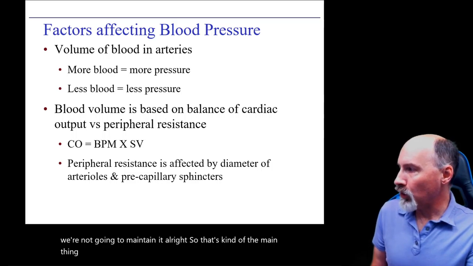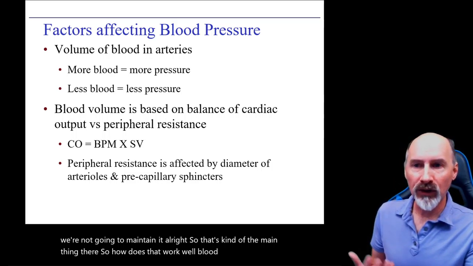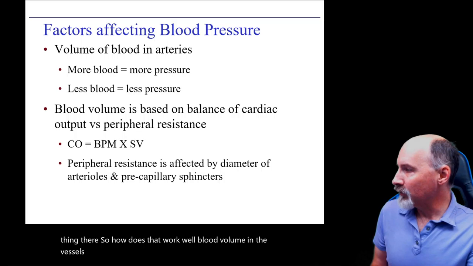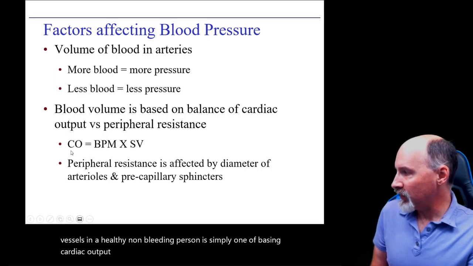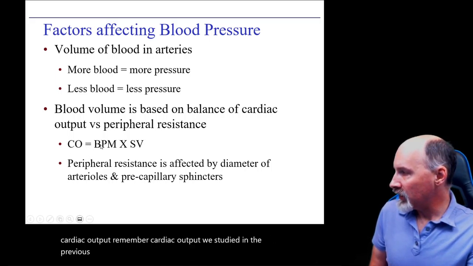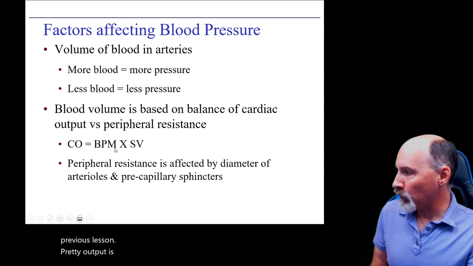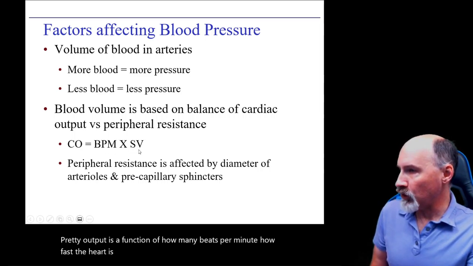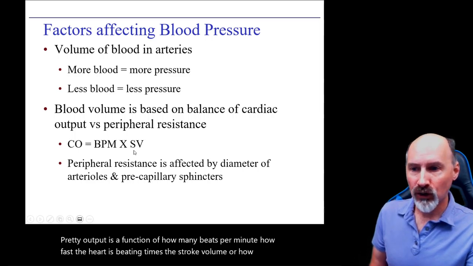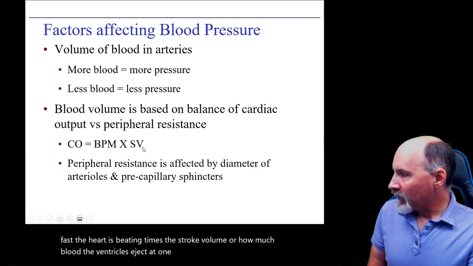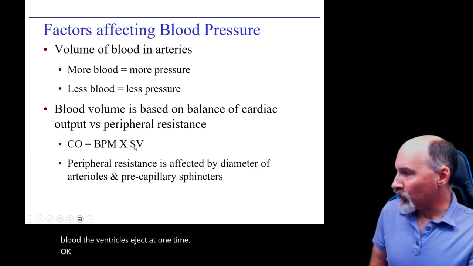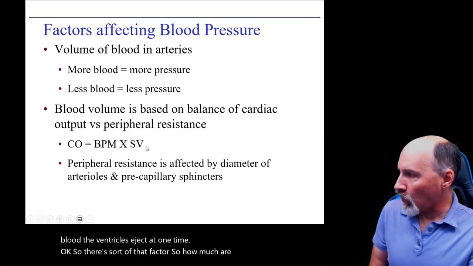So how does that work? Well, blood volume in the vessels in a healthy, non-bleeding person is simply one of basing cardiac output. Remember, cardiac output, we studied in the previous lesson, cardiac output is a function of how many beats per minute, how fast the heart is beating, times the stroke volume, or how much blood the ventricles eject at one time. Okay, so there's sort of that factor. So how much are you putting into the vessels at the start of the circuit?